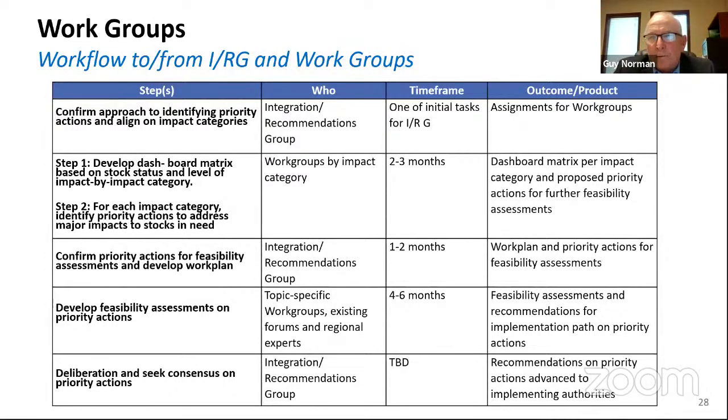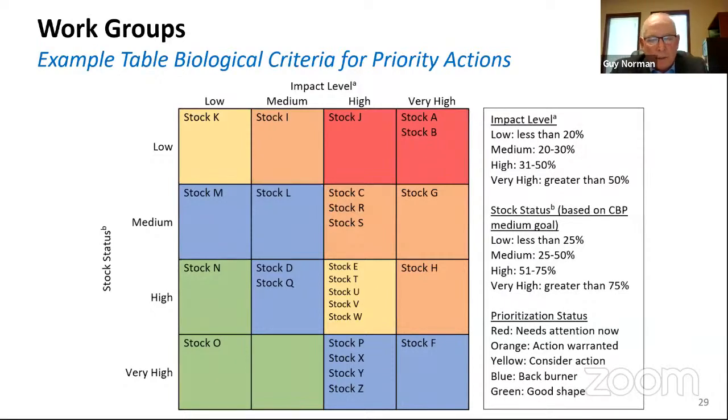So next slide, please. I'll go into a little more detail about the biological analysis. I want to qualify that this is a conceptual biological analysis, but the idea here is to be able to examine stock abundance in concert with level of impact by issue. So this kind of matrix would be developed for each impact category. It would look at stock status, as you can see on the x-axis, and impact level on the y-axis.